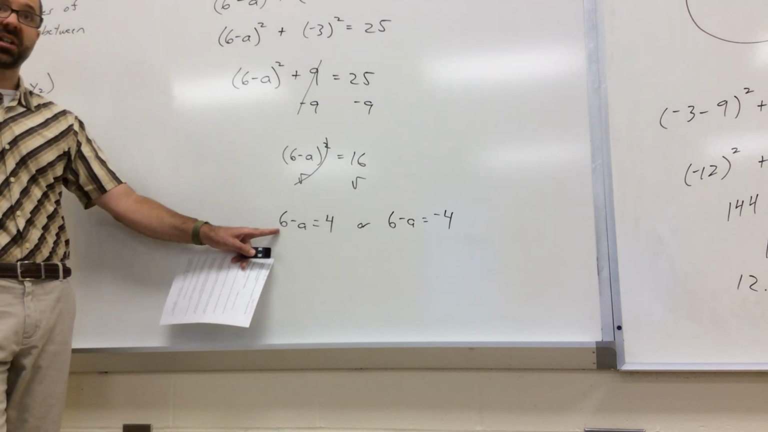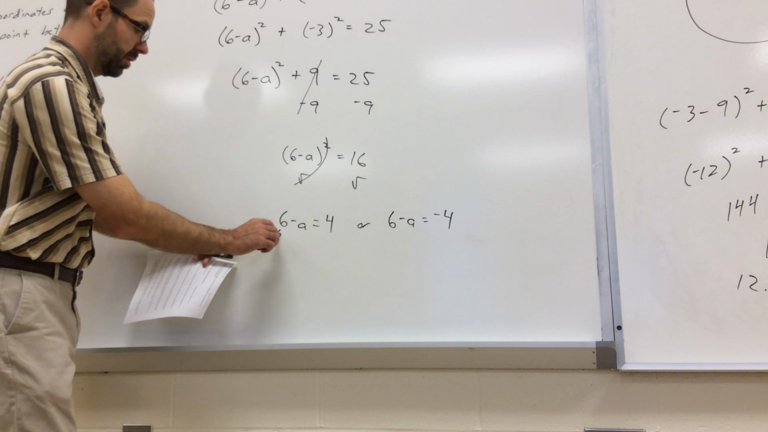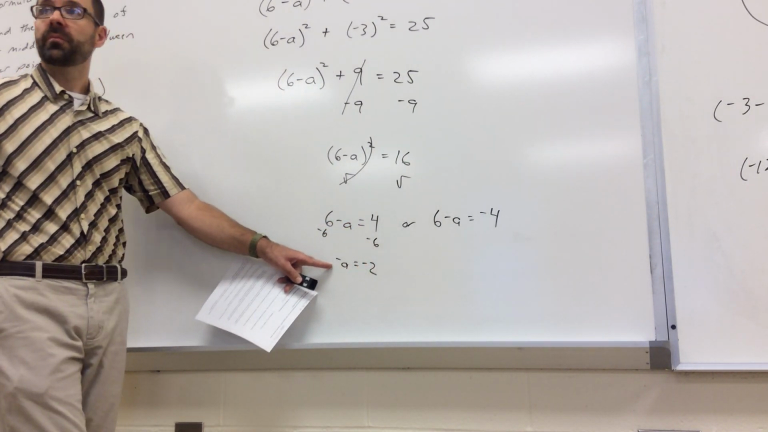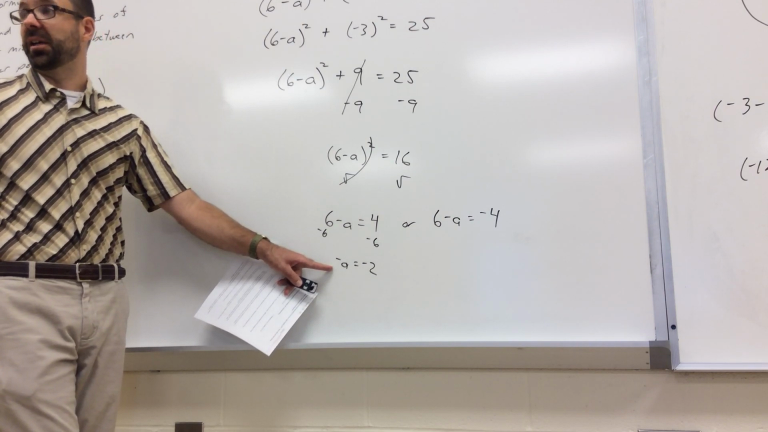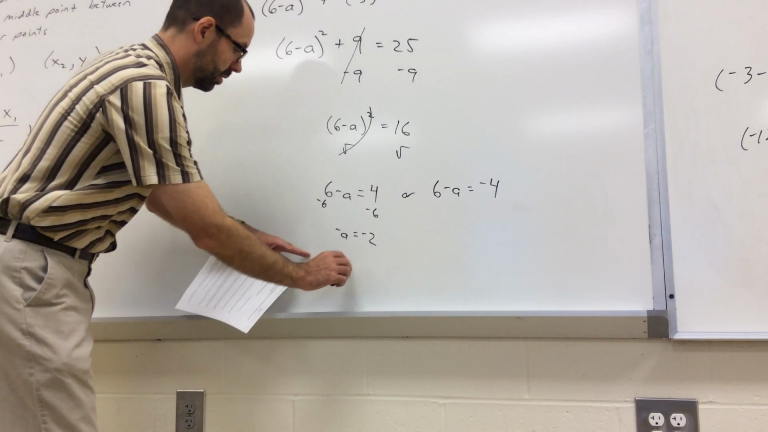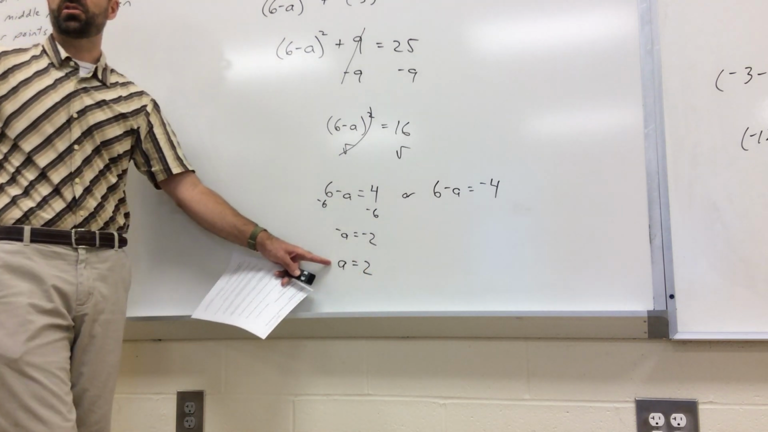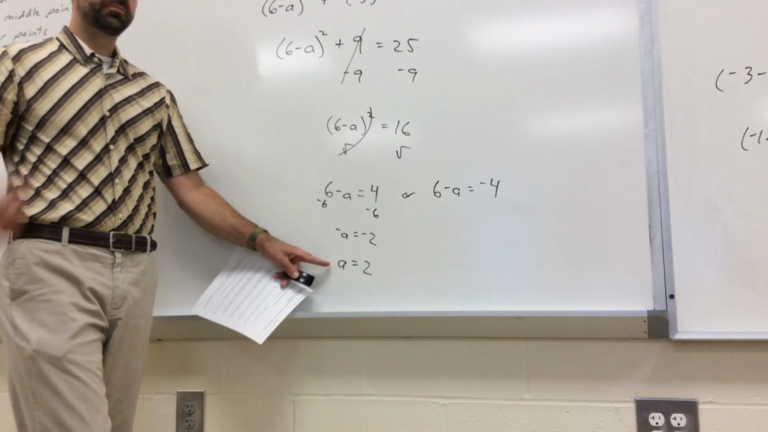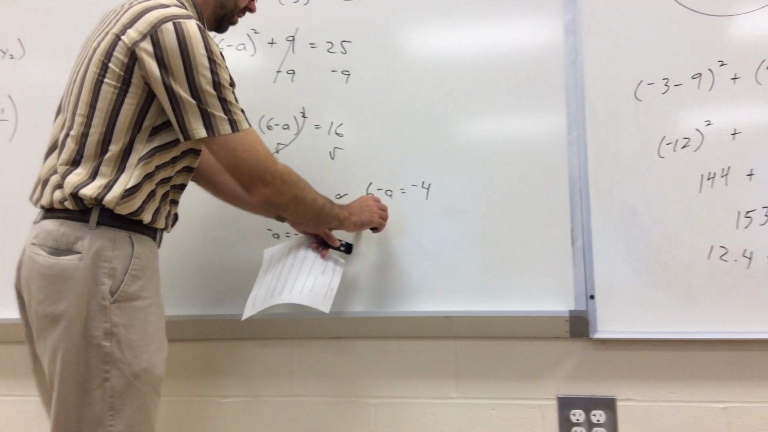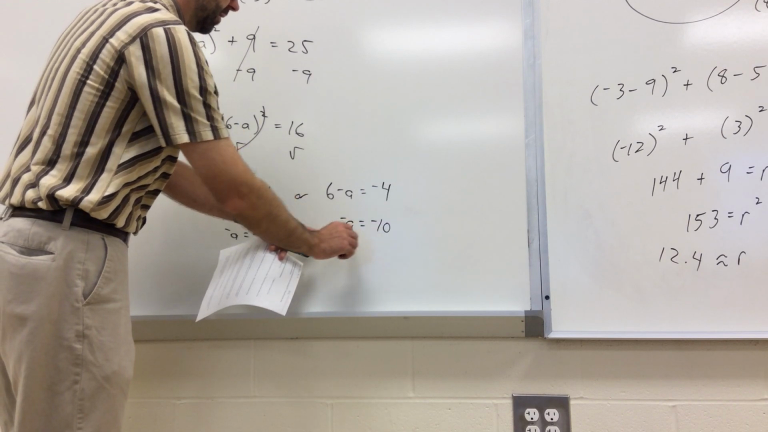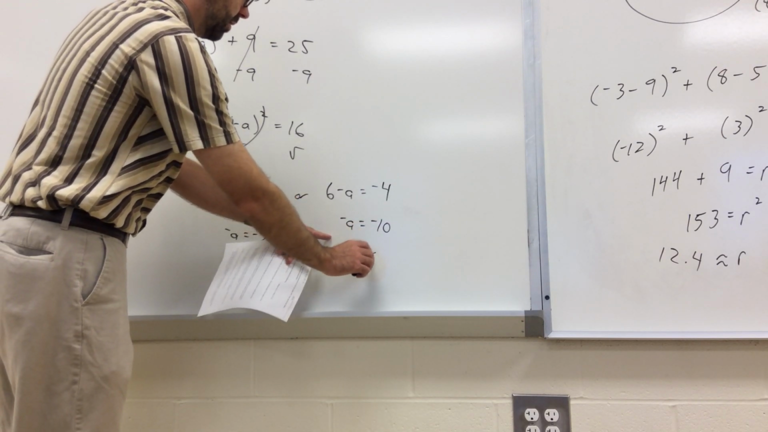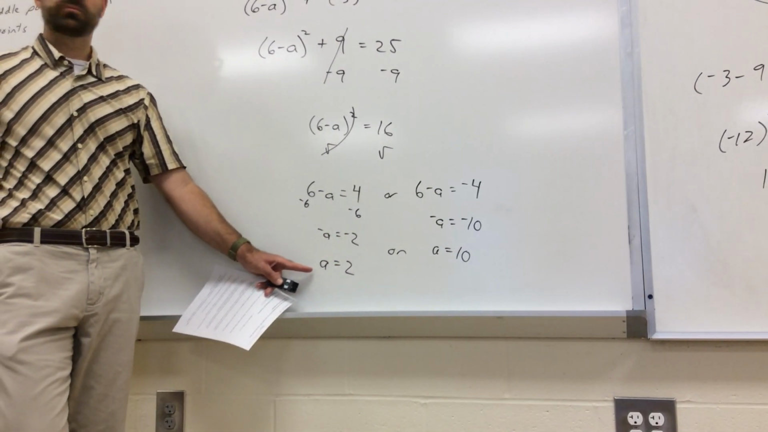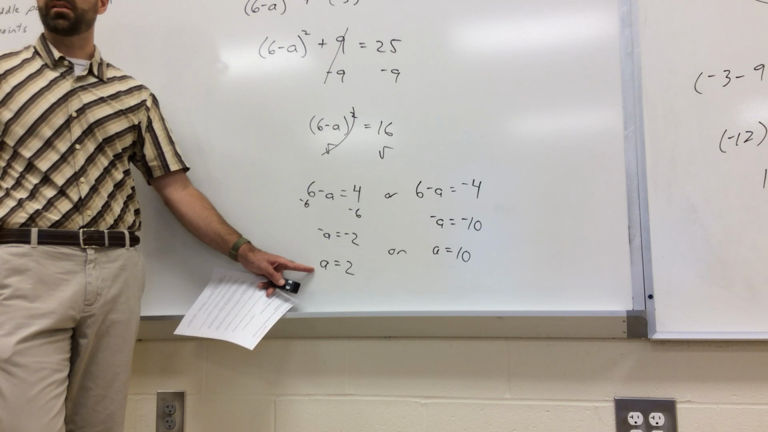So then you subtract the 6 over, and divide by negative 1. So on that answer, a comes out to 2. Same thing here, you subtract the 6 over, and you get negative 10. And then if you divide by negative 1, you get 10. So this one has 2 different answers in it, 2 and 10.